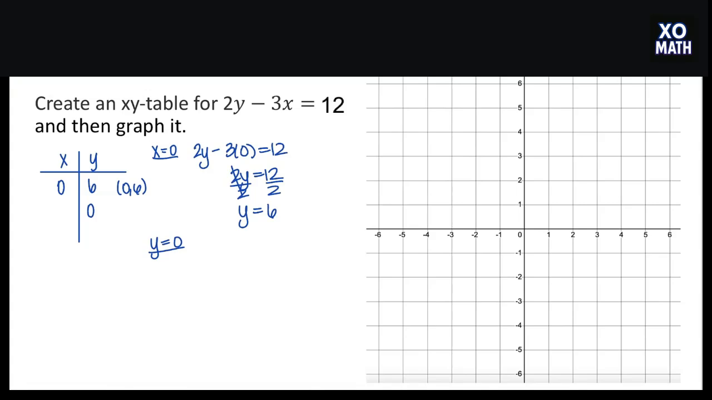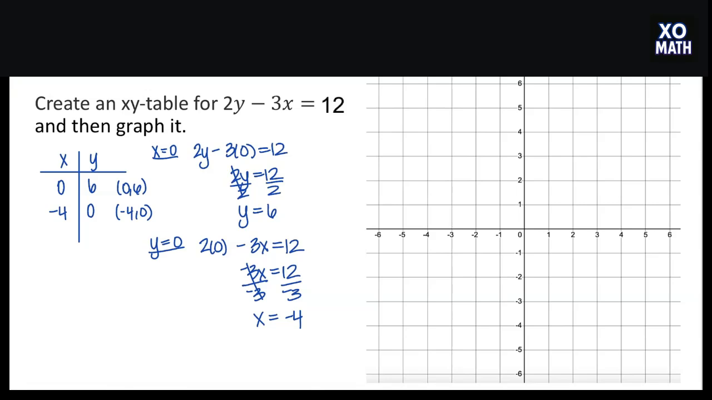So if y is equal to 0, we get 2 times 0 minus 3x is equal to 12. 2 times 0 is 0, so negative 3x equals 12. And then we'll divide by negative 3. So I get x is equal to negative 4. So a second coordinate point on my line is negative 4, 0.